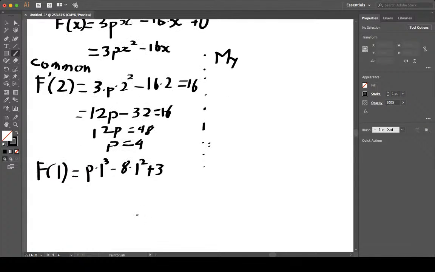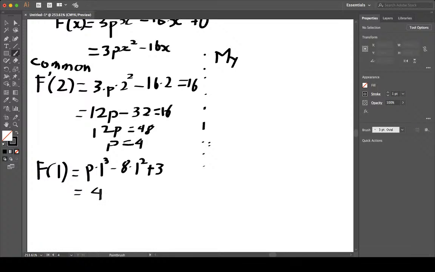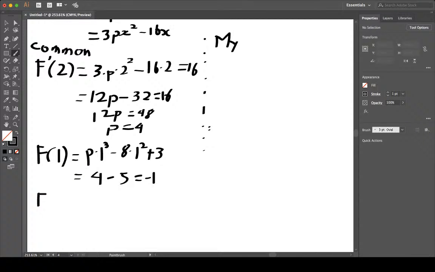Well then, that's simple. That's p minus 5. We can just put in 4 there. 4 minus 5 equals negative 1. That will be our first number, and then we also need to find the derivative of 1, which means we need to put it inside the derivative.